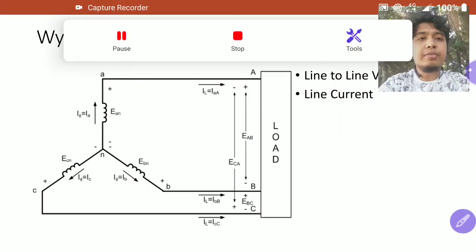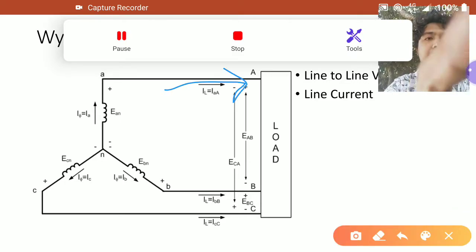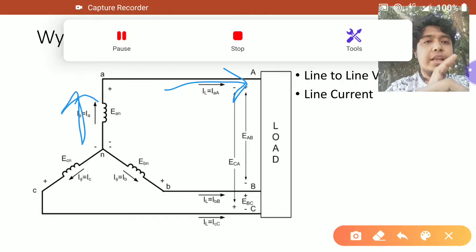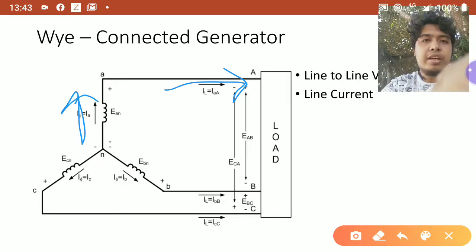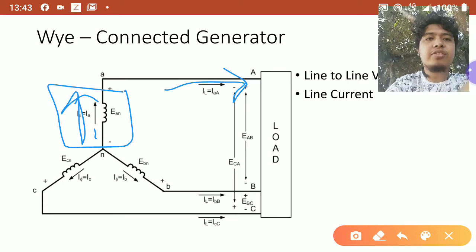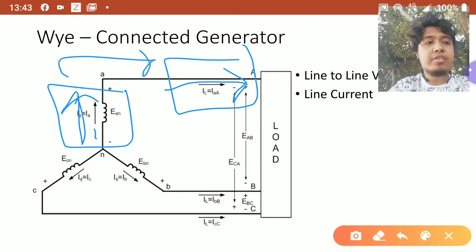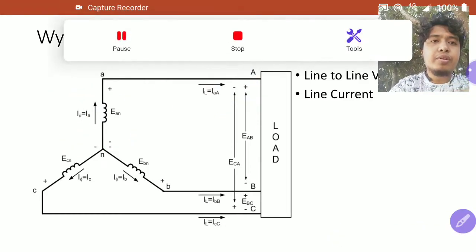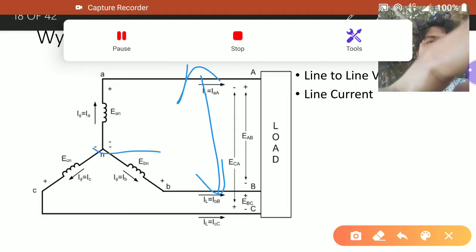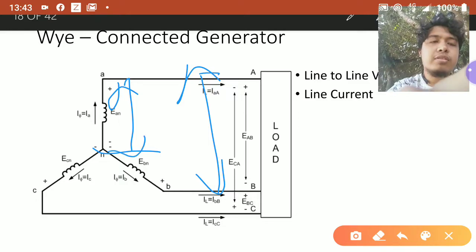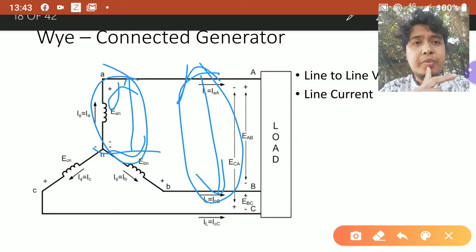Now, for the current, what you have is a line current that is in the line, and then a phase current. Now, for Wye connected generators, this phase current is in series with this line current, therefore we can say that the line current is equal to the phase current. However, for Wye connected generators, the line to line voltages and the line to neutral voltages are not equal.